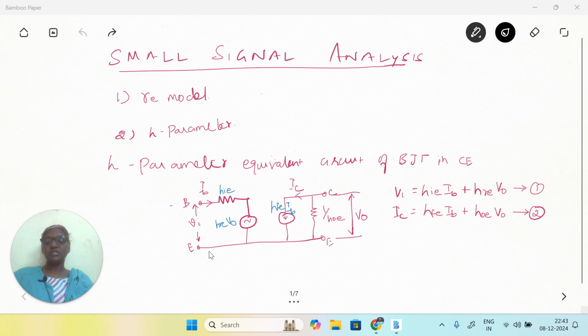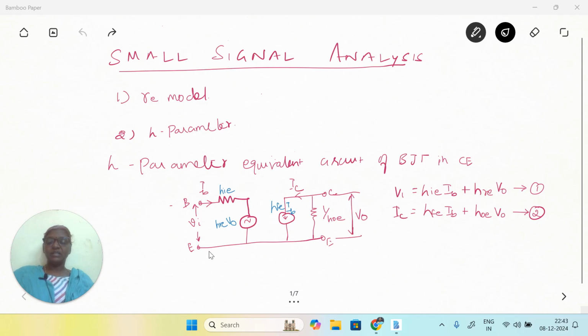There are two kinds of small signal models. One is called the re model, which is drawn on the basis of the emitter's internal resistance. It's also called the pi model. The other is the h parameter model. The commonly used one is the h parameter model.